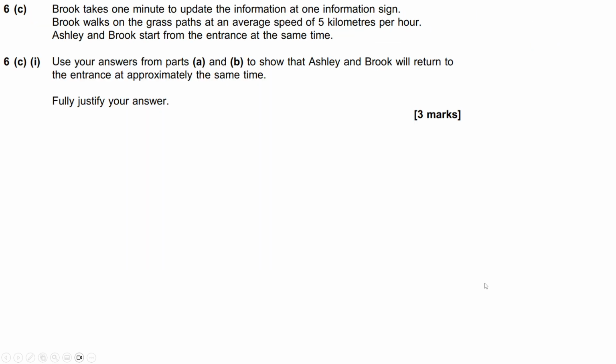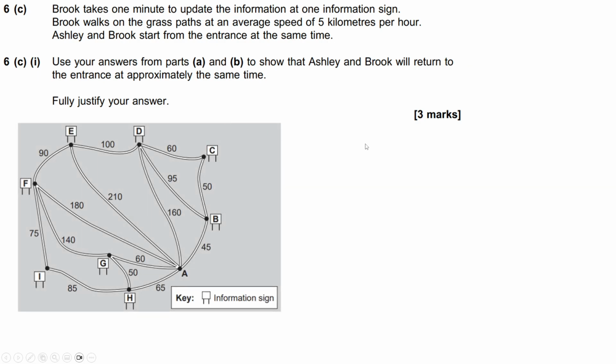Now, I think they ask about it here. No, I don't think they did. Okay, never mind. Anyways, so there's 8 signs here, and let's see what it says. They walk on grass paths at an average speed of 5 kilometers per hour, and they start from the entrance at the same time. Use your answers from A and B to show that Ashley and Brooke will return to the entrance at approximately the same time.